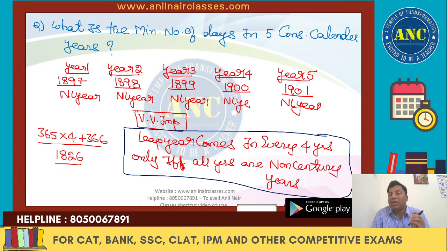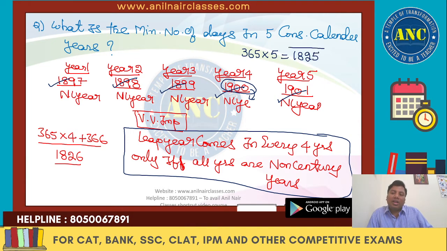I hope the concept is very, very clear to you. If anybody asks you, leap year comes once in every 4 years, you should say definitely right, only if all the years given are non-century years. Here I got a century. If it is a non-leap year, then I am getting the answer. Non-leap year, non-leap year, non-leap year, non-leap year, non-leap year. Is a leap year coming once in every 4 years? No. What is the answer for this question? 365 into 5 is 1825.